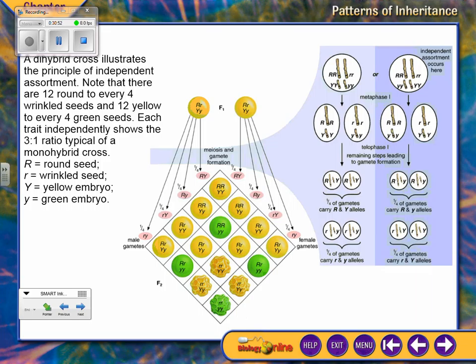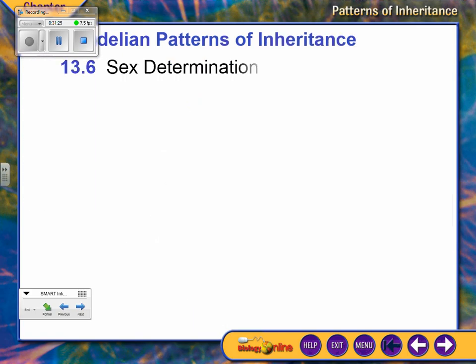How many round yellows do we have? 2, 3, 4, 5, 6, 7, 8. How many? 9. Now let's go in order. Let's stay with the round. So how many round greens? Round greens together. How many yellow wrinkled? How many recessive? 1. That is the phenotypic ratio for a dihybrid cross. 2 more slides and we're done for today.